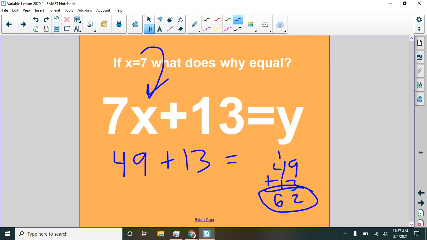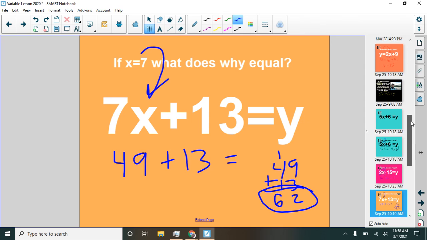Did you make this 77? Don't do that. Did you not know 7 times 7? Or did you put 48 here or 42? Or maybe you had 49 plus 13 and you just maybe didn't add correctly. So take time and add those numbers carefully and correctly.